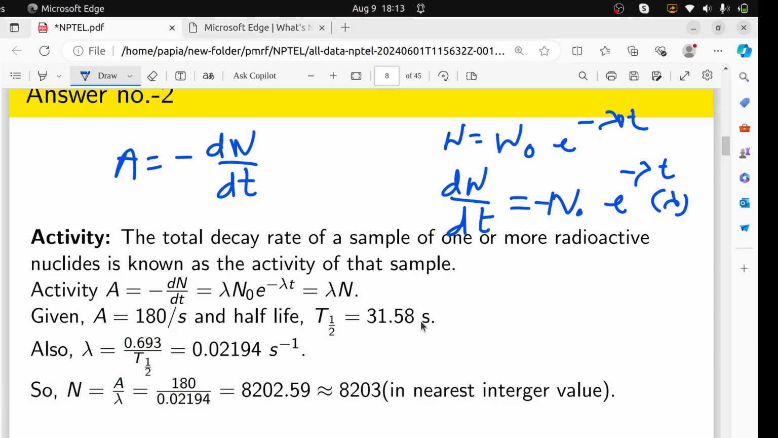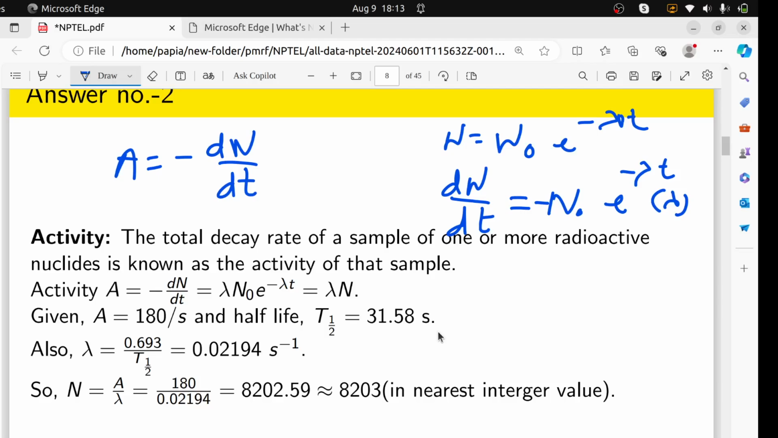Can anyone confirm up to which point you heard, like question number 1, question number 2, did you hear all these things? Yes, ma'am, it was audible. Only for some time you went out of the meeting. Okay, sorry. So activity, did you hear that one? What is activity, what was the expression for the activity, minus dN/dt, and how it has come? Yes, ma'am. Okay, fine, very good.